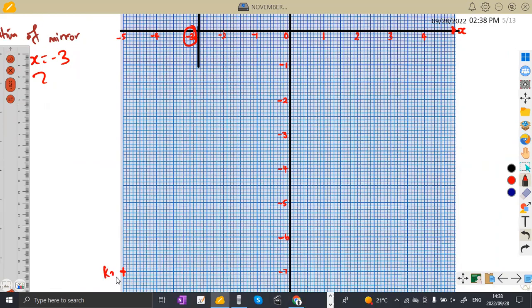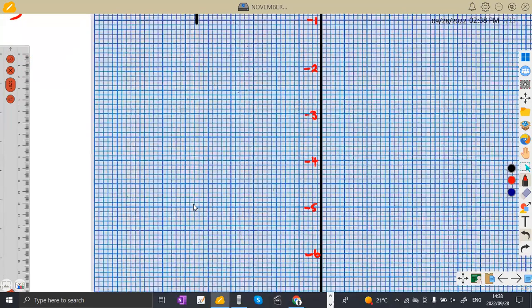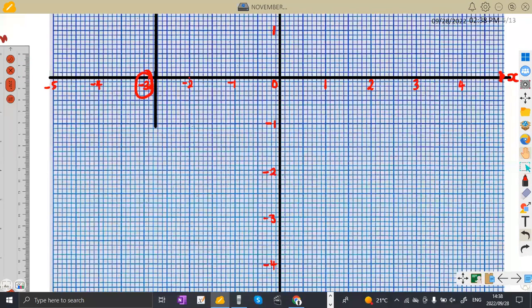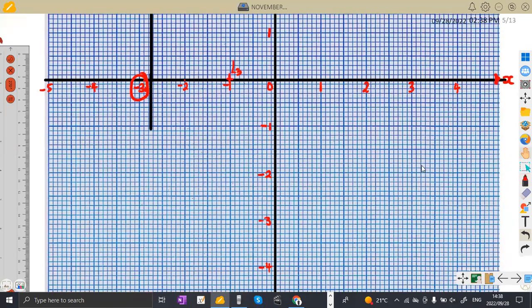So this is our K3. And L3, that's -1, 0. So this is -1, 0 somewhere here. X is -1, Y is 0. So -1, 0, that's here. So that's where we're going to have our L3 and our M3, that's -4, -4.